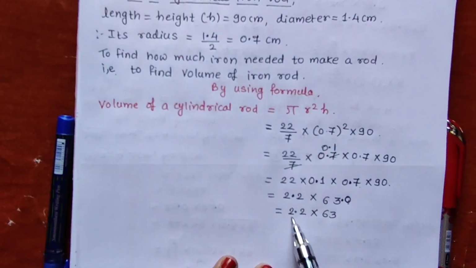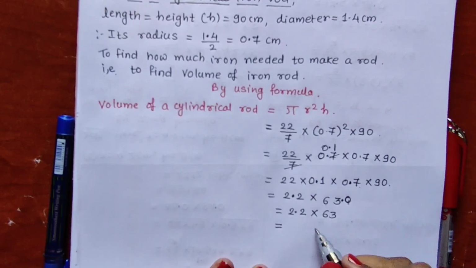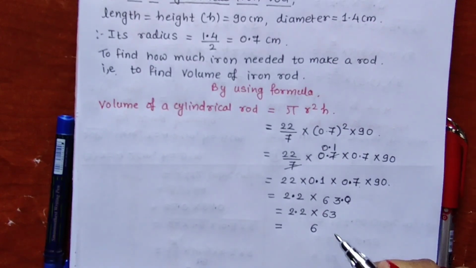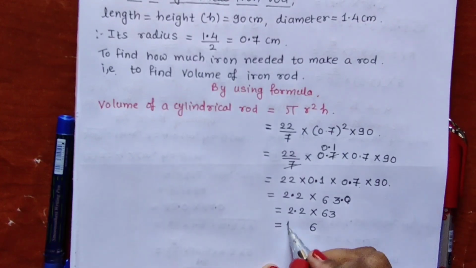That means we will have to multiply 22 by 63. So 22 3s are 66, we all know, 6 written, 6 carrying, 22 6s are 132, and 132 plus 6 carrying is 138.